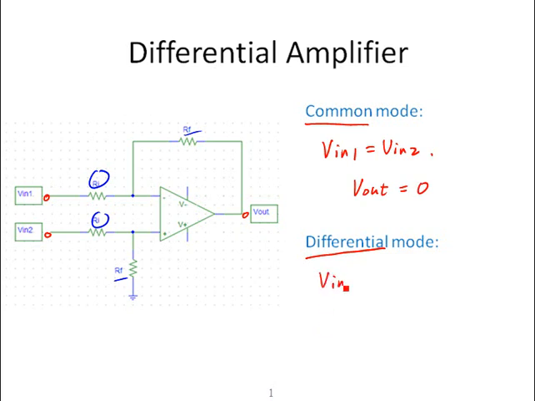For the differential mode, the two input signals are not the same, and the output signal is related to the difference of the two input signals by a ratio of the feedback resistance over the input resistance, which is Rf over Ri.